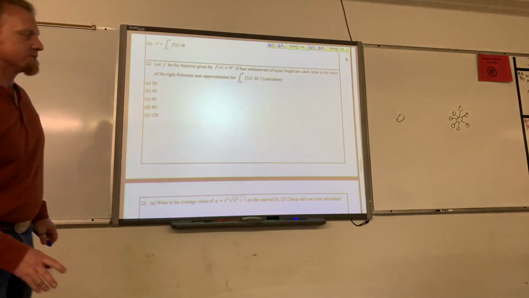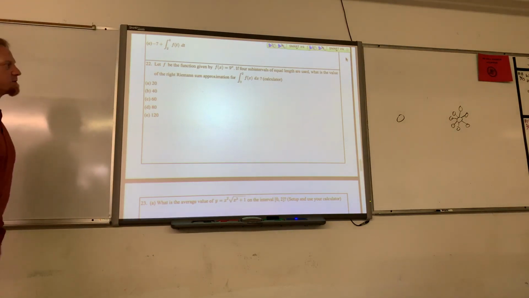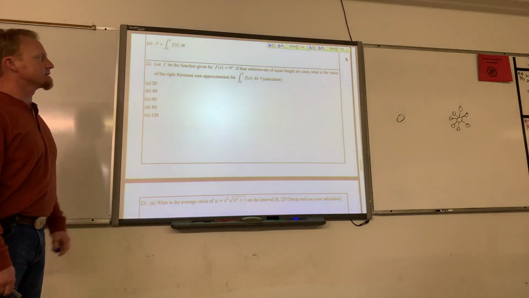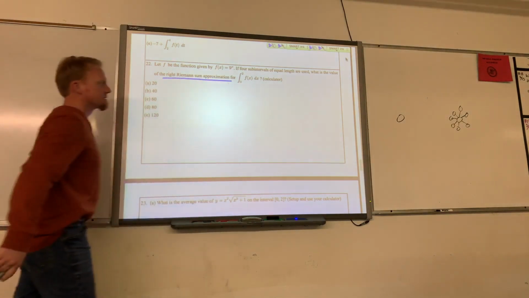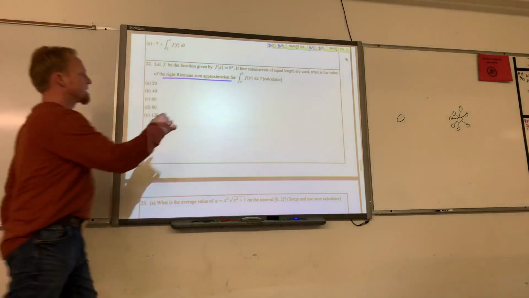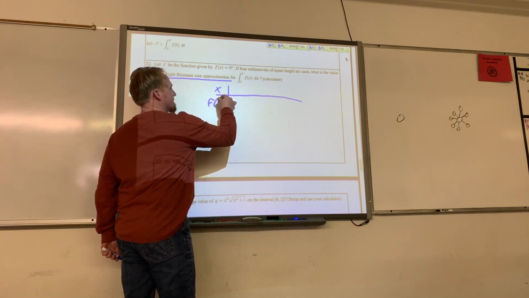Yeah, I'm glad you brought that up. 22 says let f be the function given by f of x equals 9 to the x. If 4 subintervals of equal length are used, what is the value of a right Riemann sum approximation of that integral? So we want a right Riemann sum approximation. Usually when you do a Riemann sum, what else do they give you? They give you a table. So that's what we want to do. We want to make a table. So we want x and we want f of x.